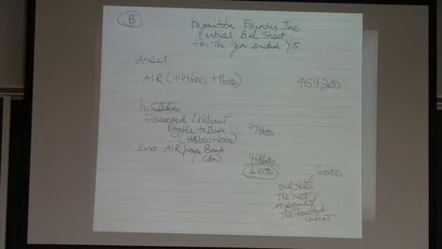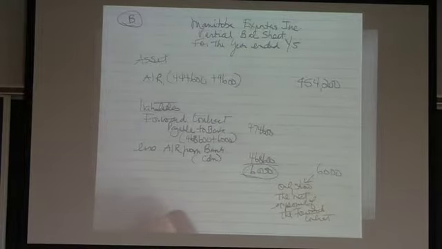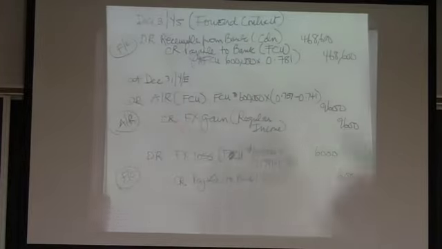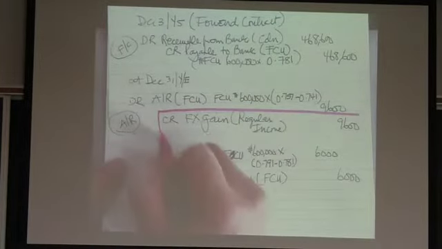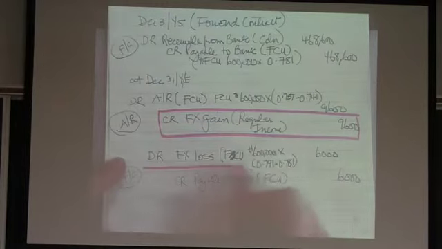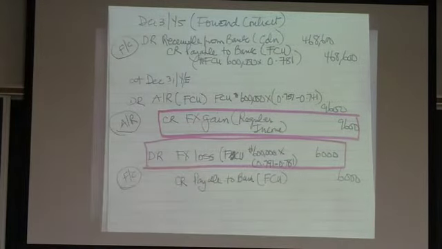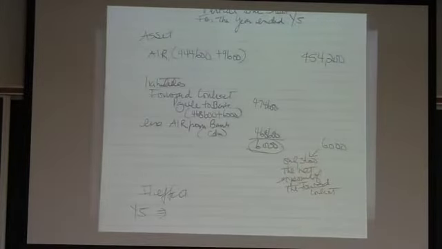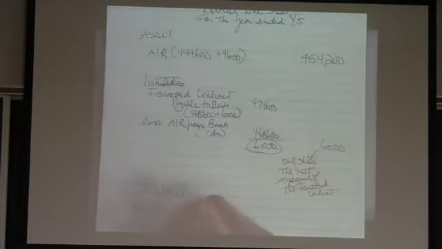Now, I'm going to take this one step further. Let's figure out what our income statement effect is. So for year 5, what's the gain or loss? Well, we've got a gain here of 9,600. We also have a loss of 6,000. So we have a net gain of 3,600.